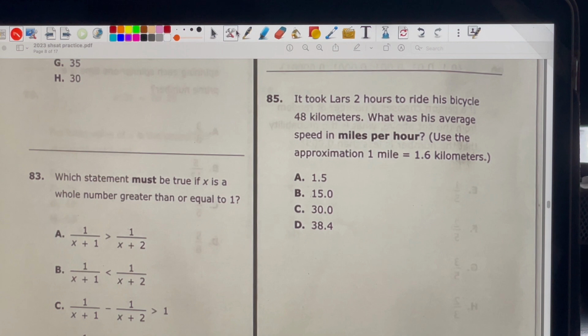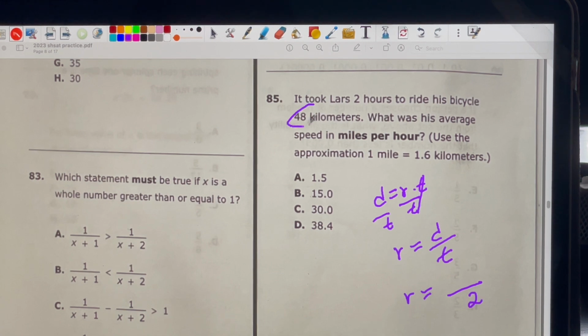Okay, so 85. What is this? 2 hours to ride his bicycle. 48 kilometers. What is his average speed? So remember, distance equals rate times time. If we isolate, we can divide this by t and divide this by t. And we get that rate is distance divided by time. So the rate, or his average speed. Now we have it that the distance is 48 kilometers and the time is 2.